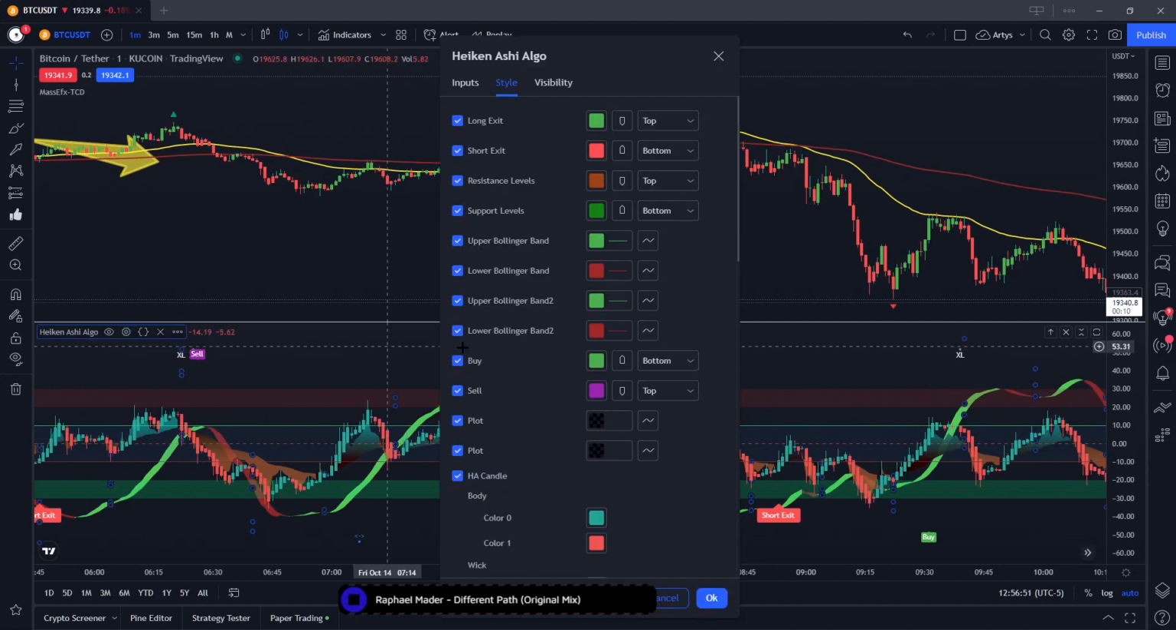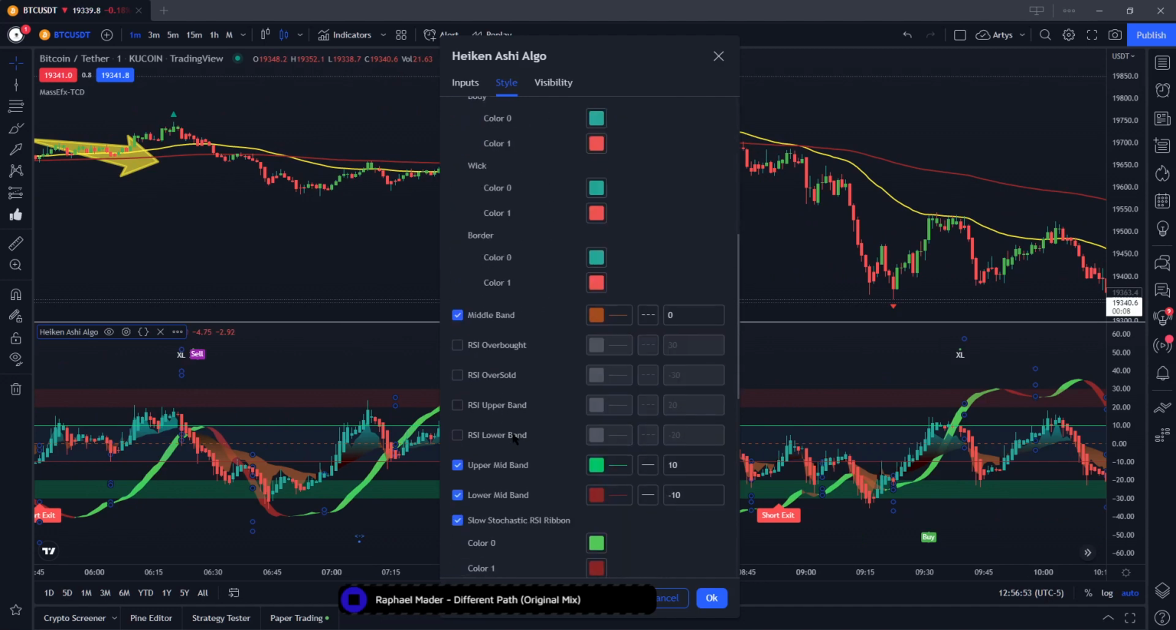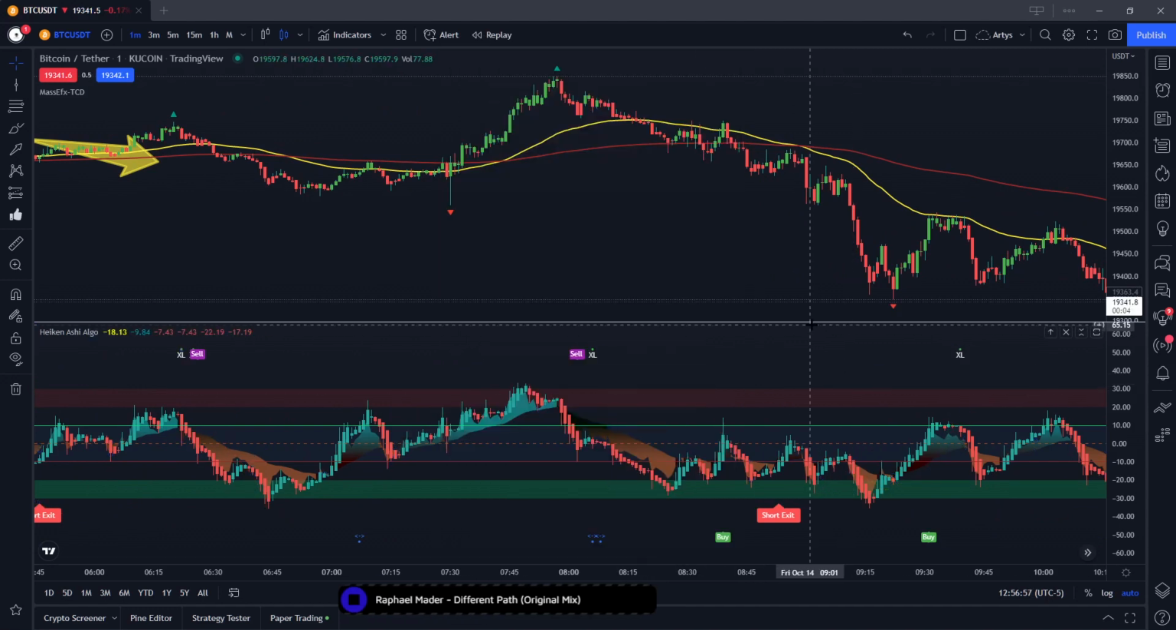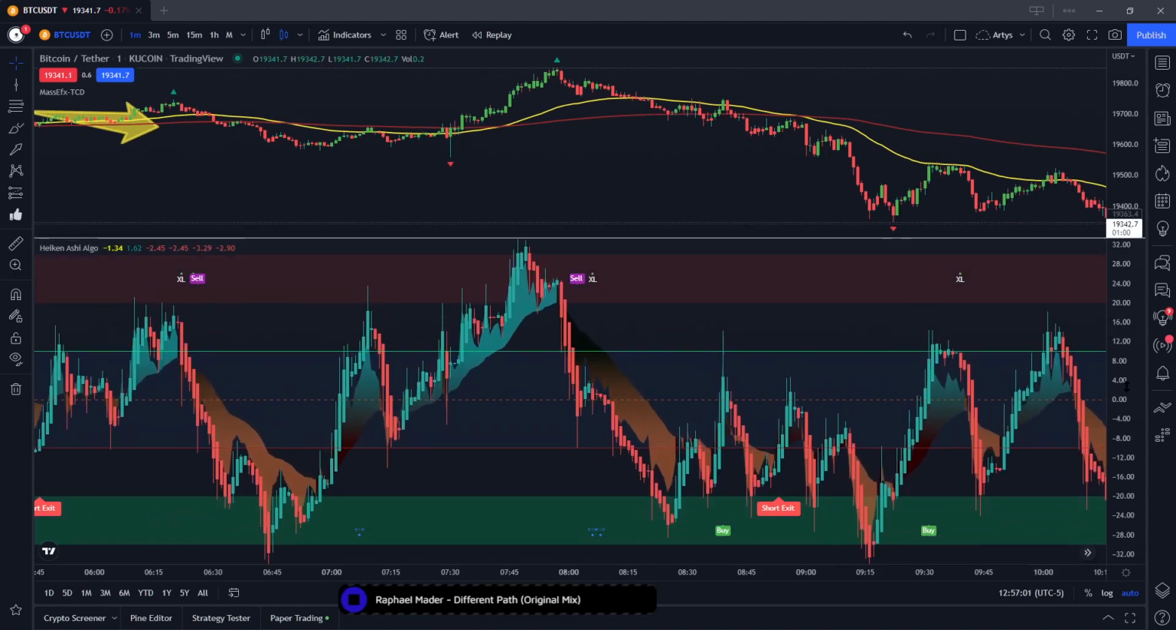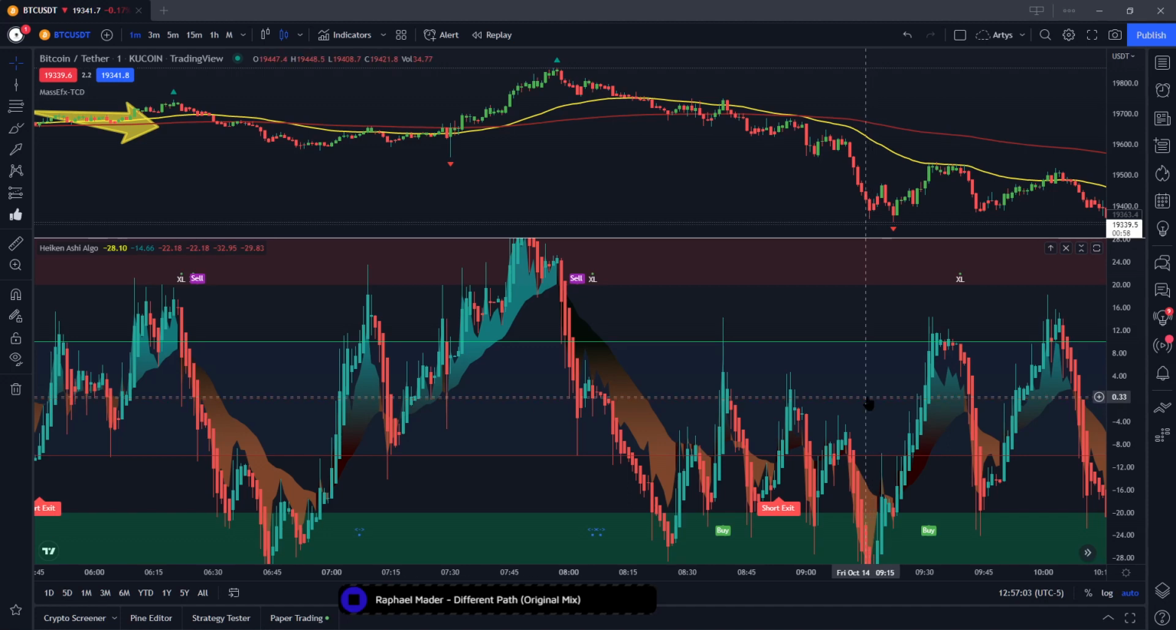If you will notice in the new algo, let me shut off the stochastic because we don't need that on there. In the new version of the algo, the midline is now changed to a 0 level. The 0 line is now your midline, and it will make it easier for you to calculate the RSI formula that I talked about. If you don't know what that is, just look down in the description. I left a link to the RSI formula in there.